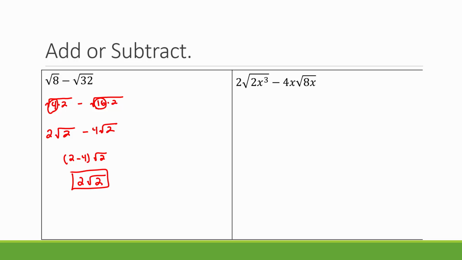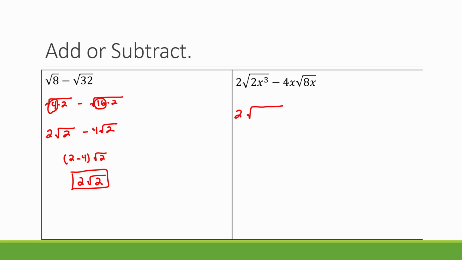Okay, second problem here, we have 2 times the square root of 2x to the third minus 4x times the square root of 8x. So again, you want to simplify underneath the radical first as much as possible, each one of them, and then you want to combine your like radicals. So 2 times the square root of 2x to the third. Well, neither one of those in there are perfect squares. However, x to the third can be simplified.